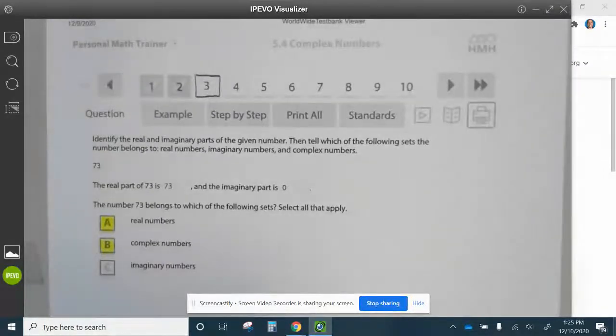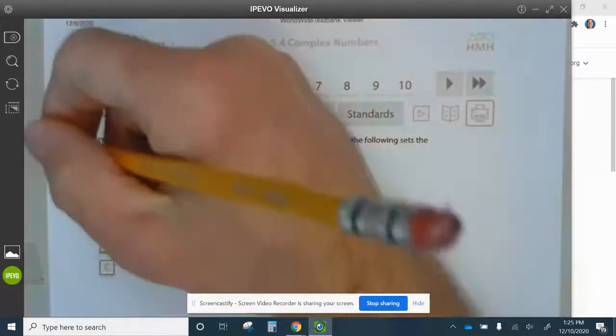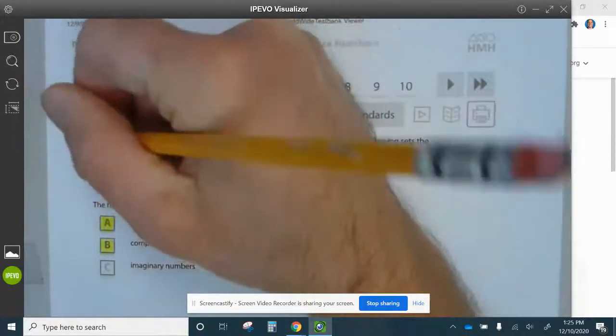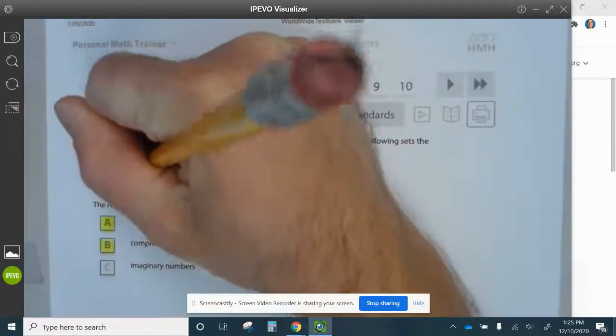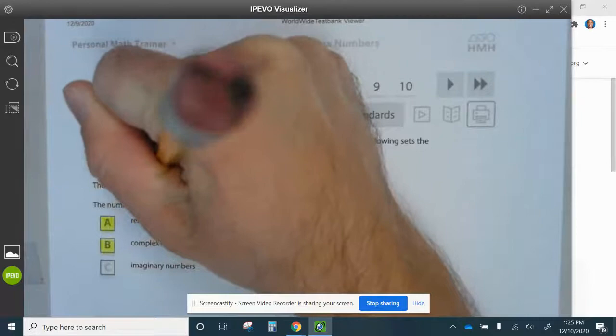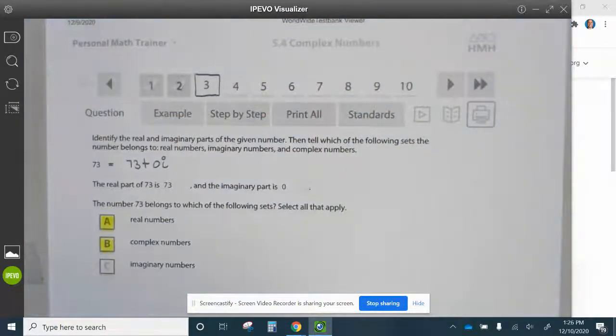Question 3. Identify the real and imaginary parts of the given number, then tell which of the following sets the number belongs to: real numbers, imaginary numbers, and complex numbers. 73. The real part of 73 is 73, and the imaginary part is 0 because 73 equals 73 plus 0i. The number 73 belongs to which of the following sets? The correct answer to that is real numbers and complex numbers.